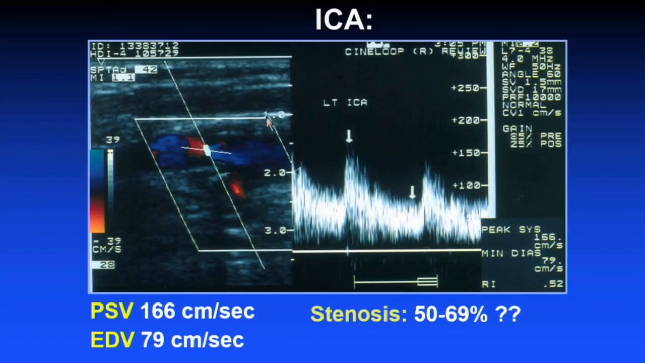Here, if we have this internal carotid artery, the peak systolic velocity is 166. The end diastolic velocity is 79. I'm even giving you two criteria. According to the SRU consensus table, it would be a 50 to 69% stenosis.